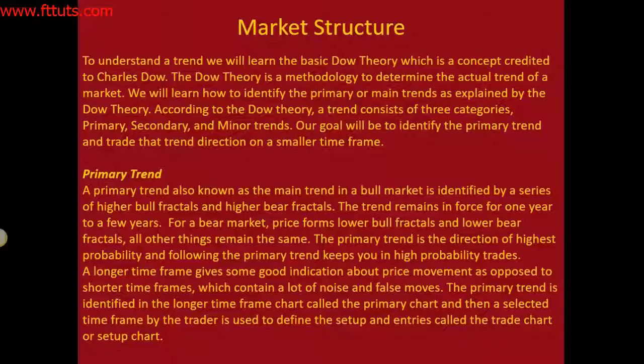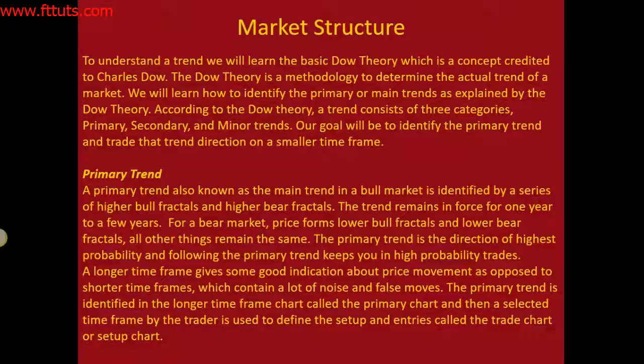So the primary trend, also known as the main trend, in a bull market is identified by a series of higher bull fractals and higher bear fractals. The trend remains in force for a year to a few years. For a bear market, price forms lower bull fractals and lower bear fractals. All other things remain the same.